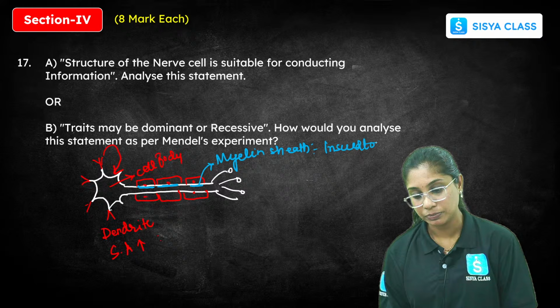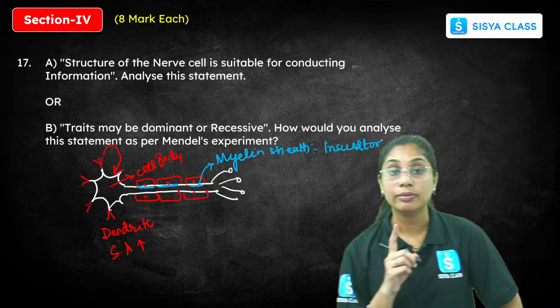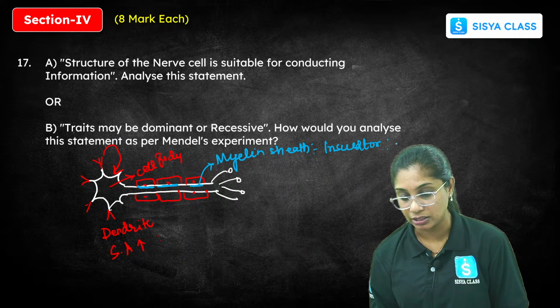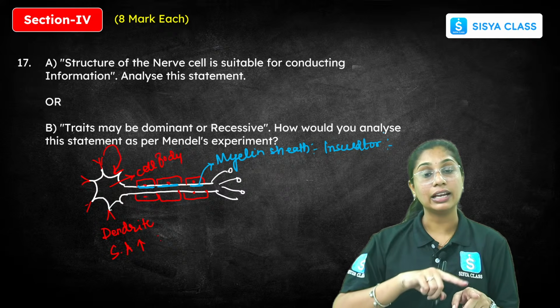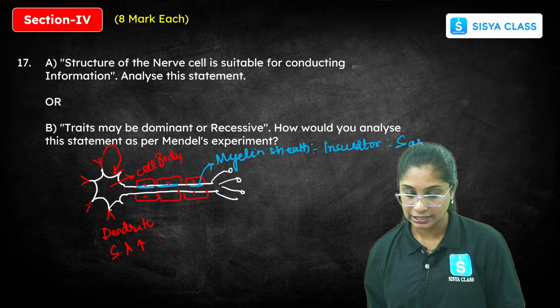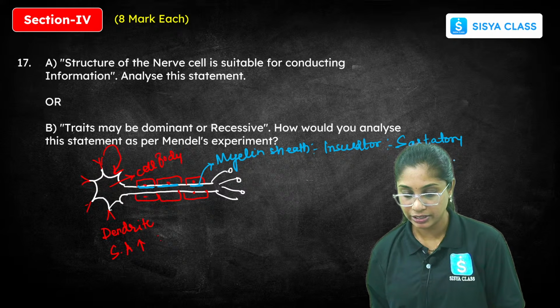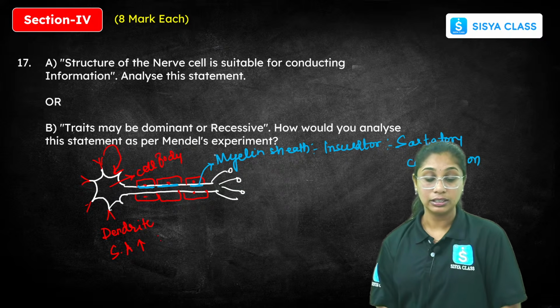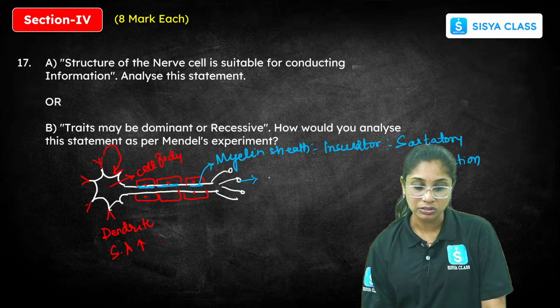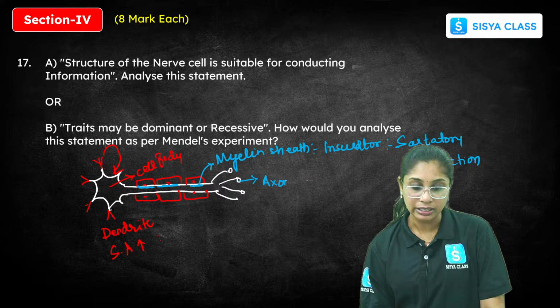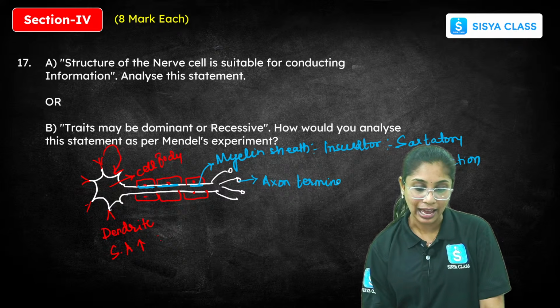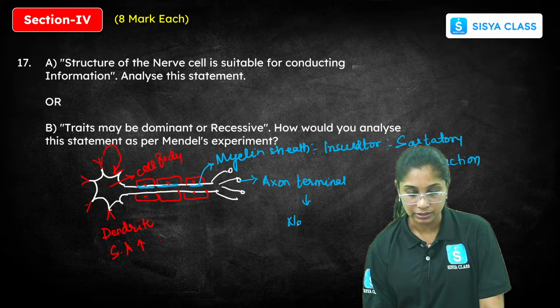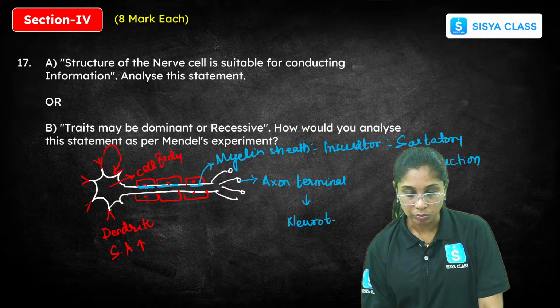Now what is the function of this? It will cause the jumping action. It will conduct the impulse as if it is jumping. So we call it saltatory conduction, which prevents the leakage of the nerve impulse, right? Here at the end of the axon, we have a knob-like structure called the axon terminal, in which we have neurotransmitters, right? So what is the flow of the nerve impulse, everyone?